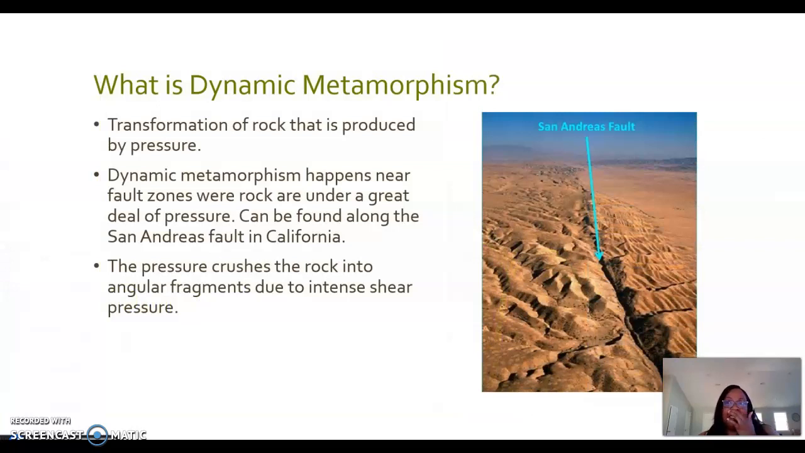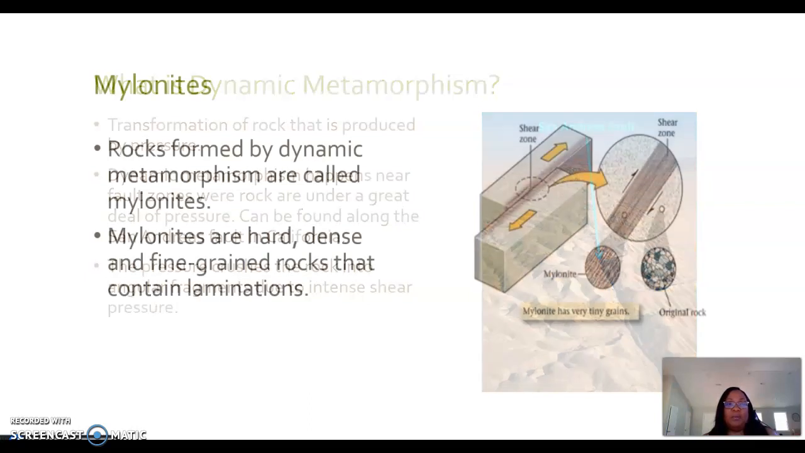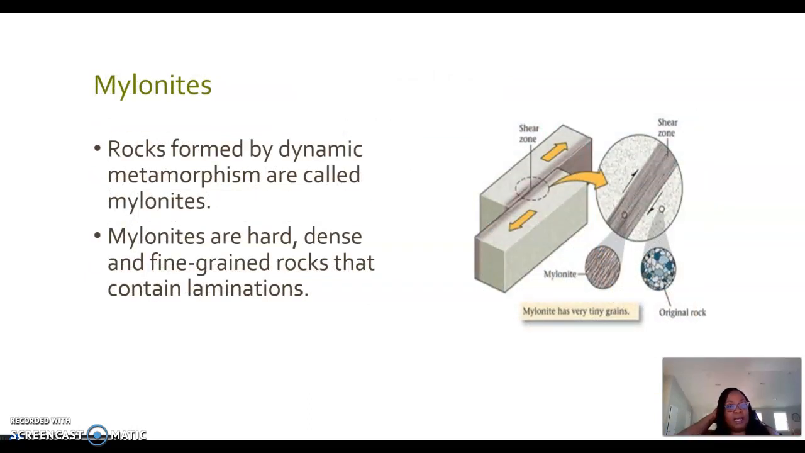Dynamic metamorphism is something that happens to a rock that experiences an extreme amount of pressure. This typically happens along earthquake fault lines like the San Andreas Fault. Because the rocks in that area are under such a great deal of pressure, the pressure crushes the rocks into these angular fragments, and they become what's called a mylonite.